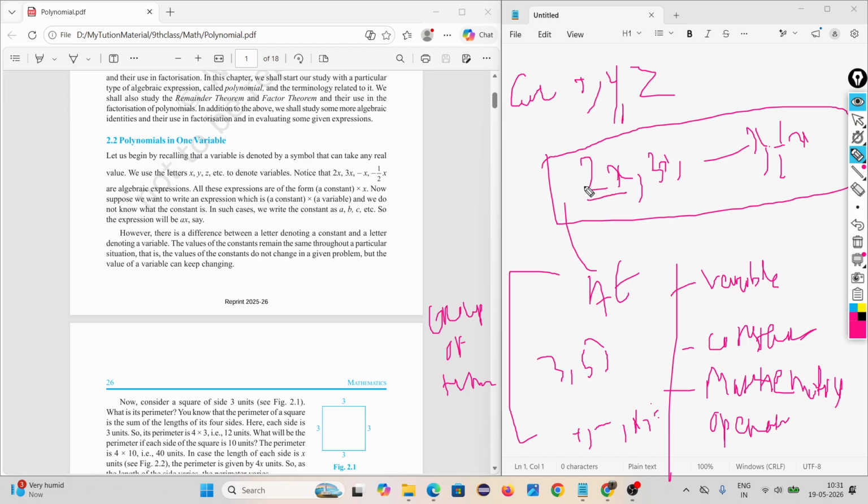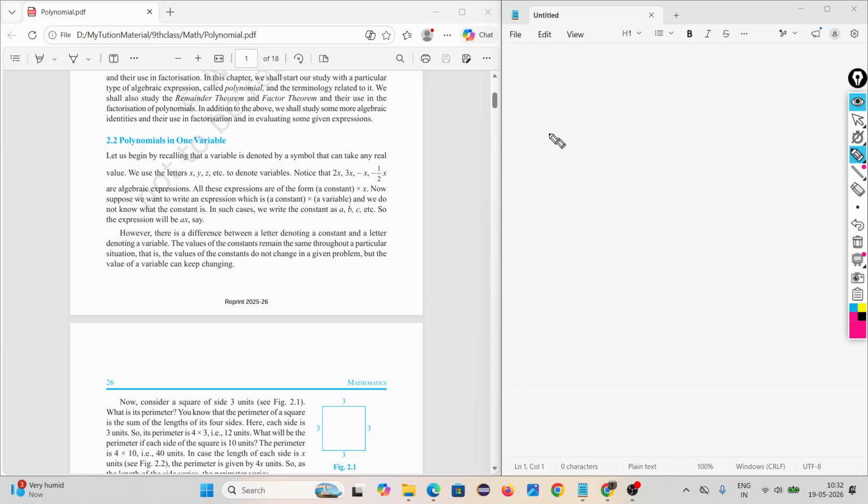Like 2x. 2x is an algebraic expression. 3x, minus x, minus 1 upon 2, all are called algebraic expressions. Okay. All these expressions are of the form a constant into x. Now suppose we want to write an expression which is a constant into a variable and we don't know what the constant is. In such cases we write the constant as a, b, c, etc. So the expression will be ax.